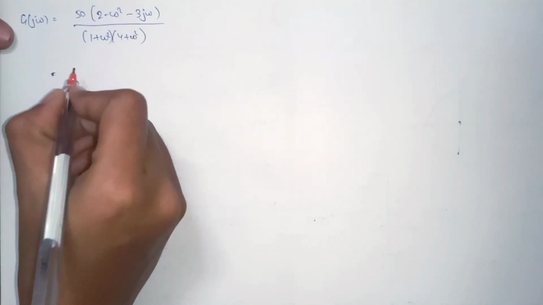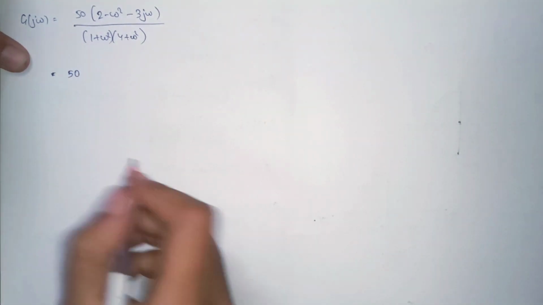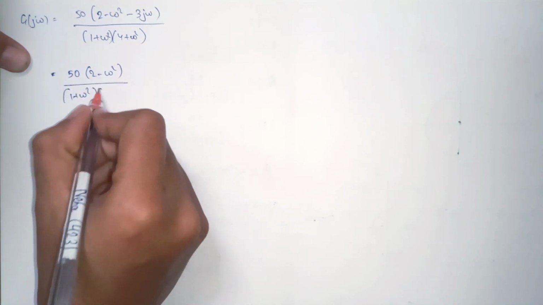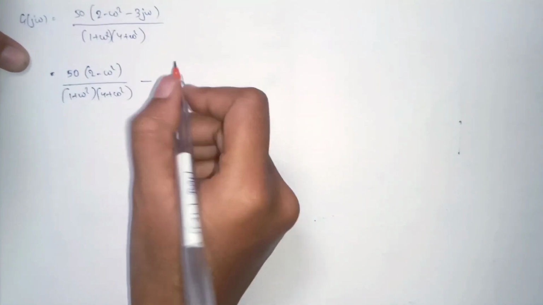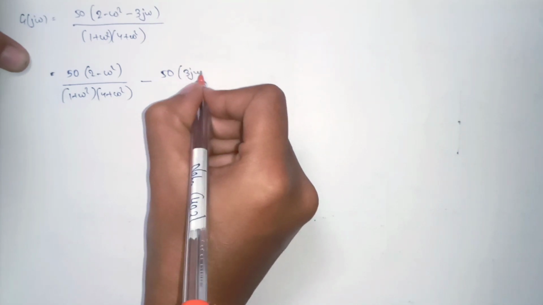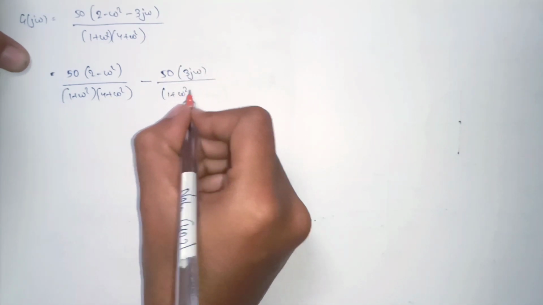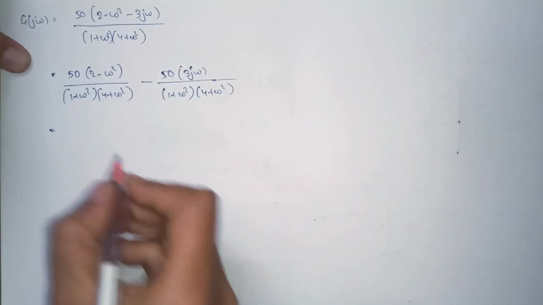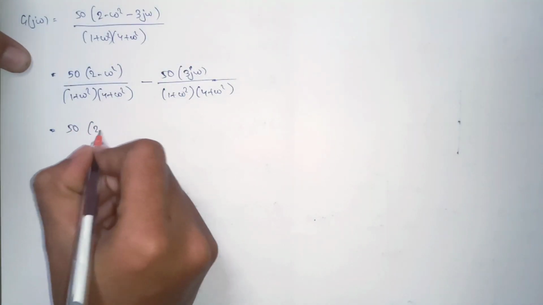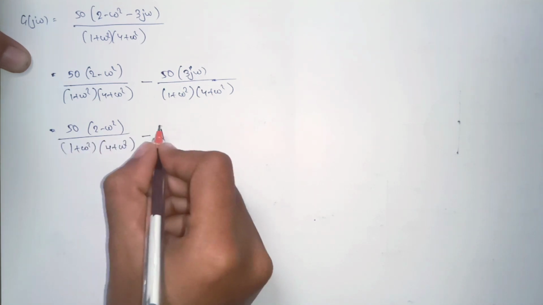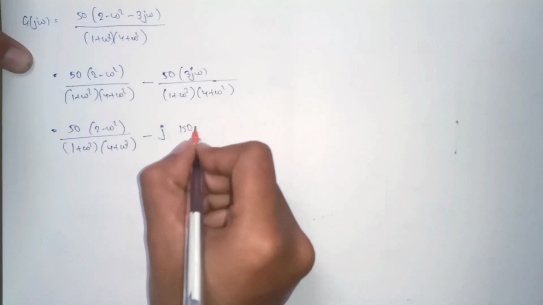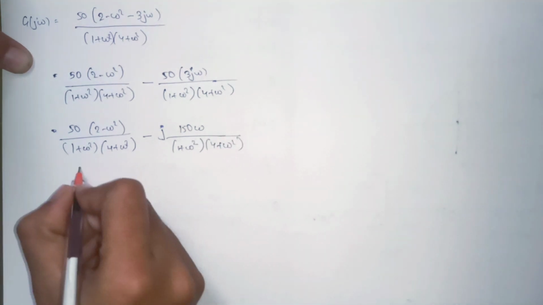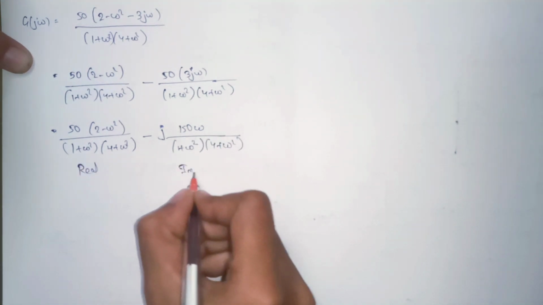So we got this equation, and if I separate the imaginary and real parts, 2 minus omega square is the real part, and this is the imaginary part, because it is having j. If you want me to simplify more, I can do it like minus j, and this will become 150 omega, 4 plus omega square. This is the real part and this is the imaginary part.